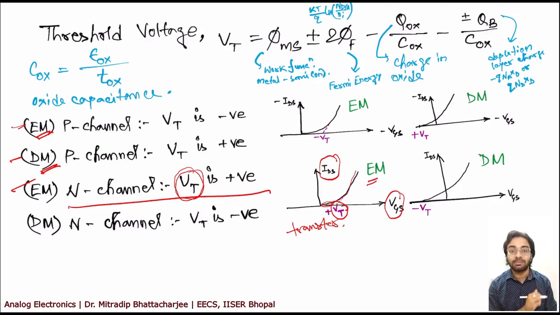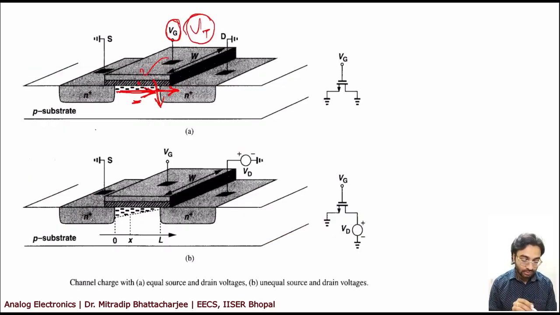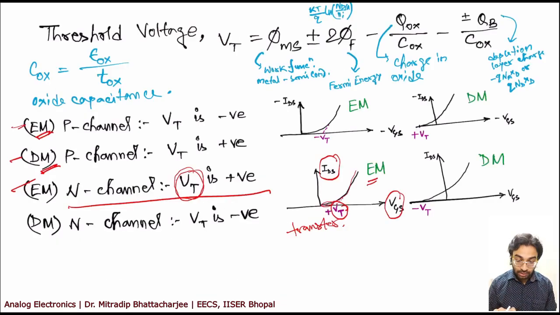But in case of depletion mode, what happens? In case of depletion mode, you already have a channel in the device, even in the off state. So even when you don't have any VGS, when VGS is 0, you'll see some current IDS over there.